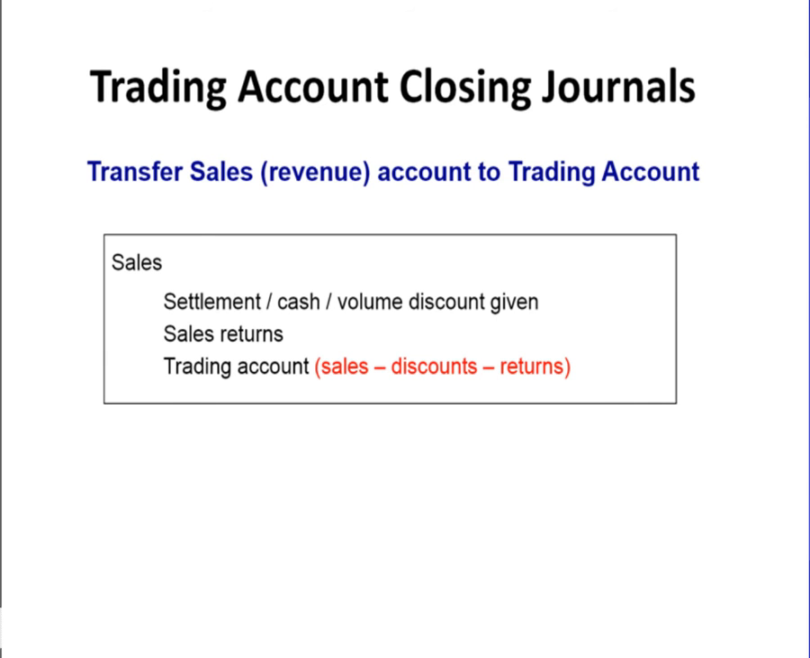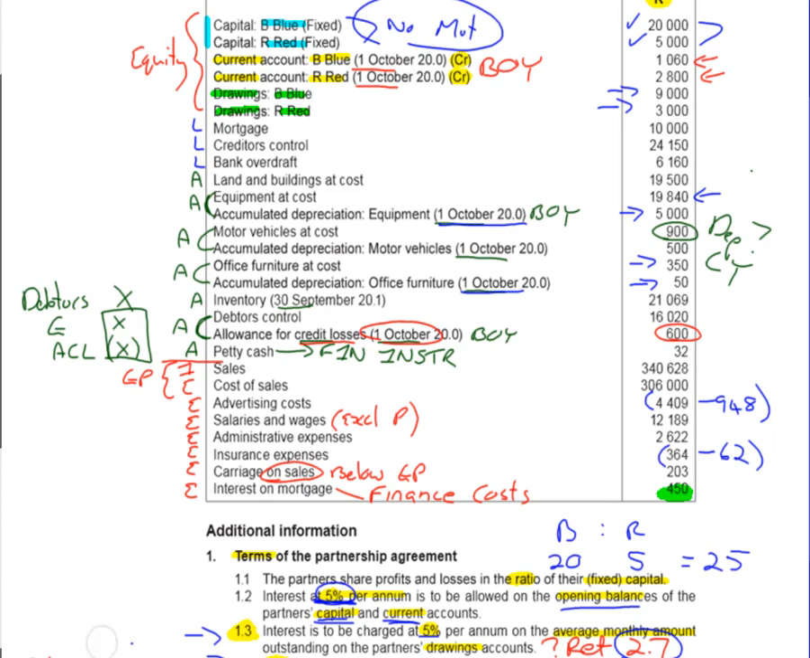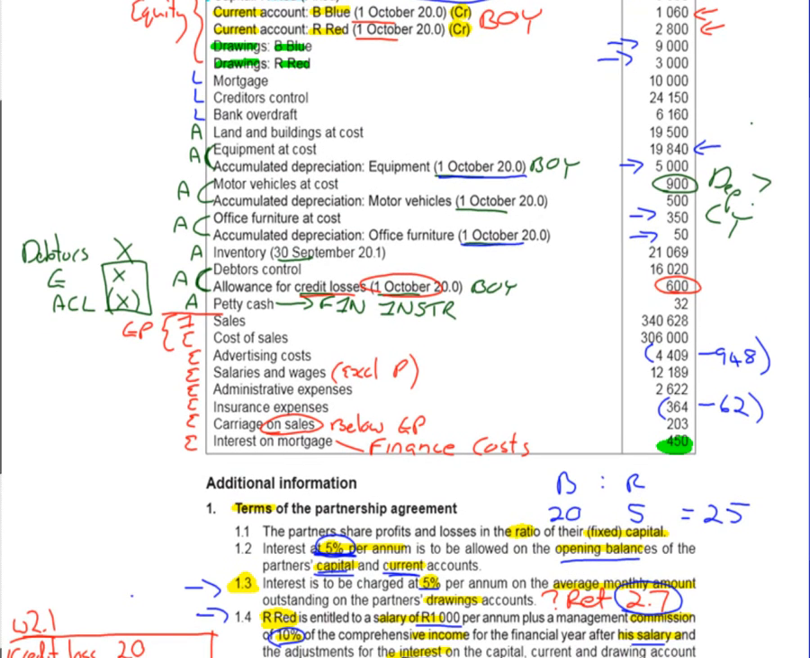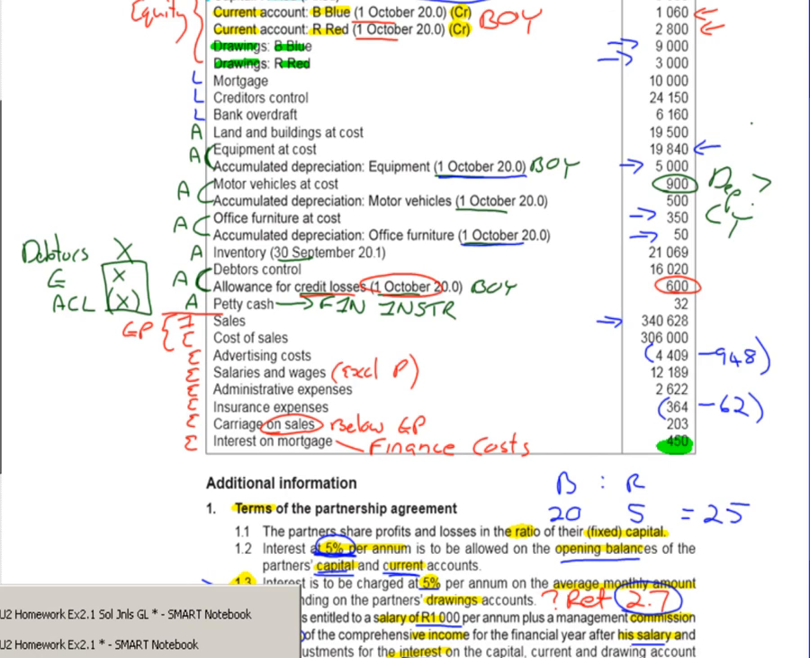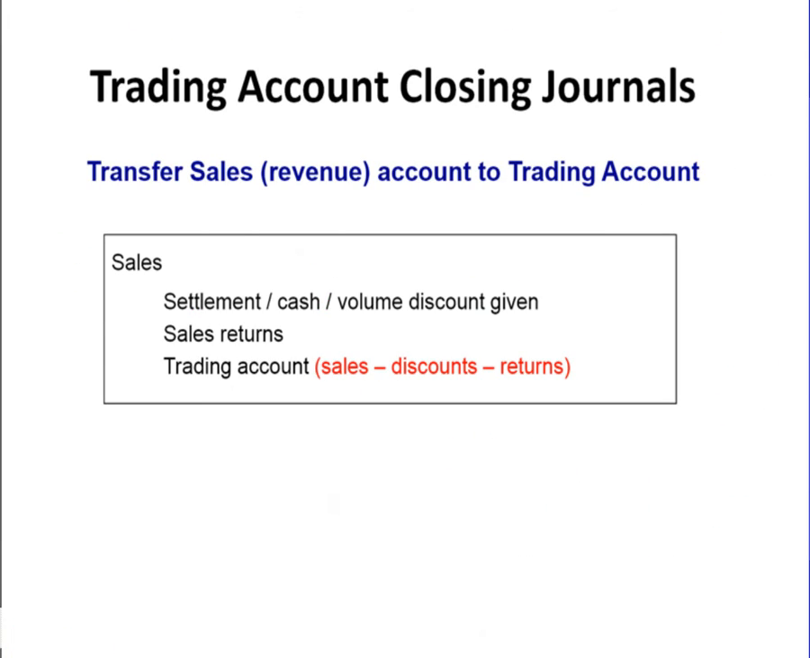So, trading account, sales. Jumping back into our trial balance here. Sales was 340,628. The nice thing is there was nothing else here, so nice and easy. Sales, we are debiting 340,628. There were no settlement discounts and there were no sales returns. So therefore the credit of 340,628 will go to the trading account.